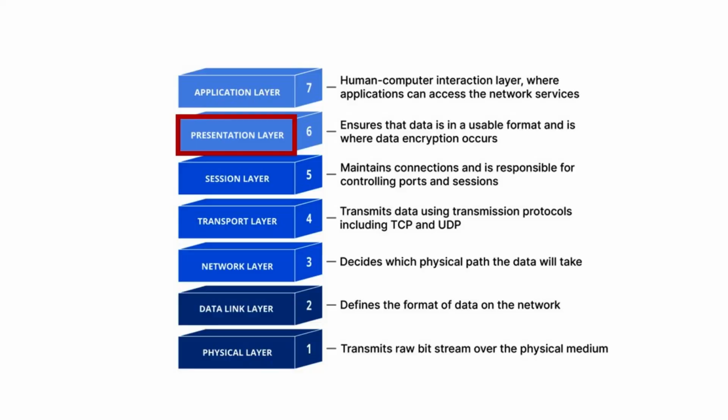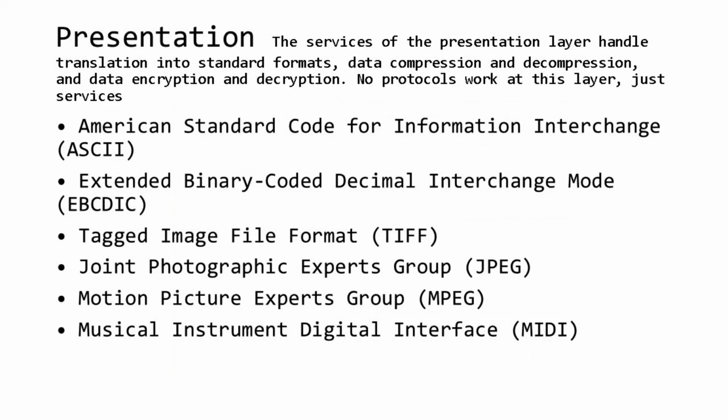Moving down from the application layer, we have the presentation layer. The services at the presentation layer handle translation into standard formats, data compression and decompression, and data encryption and decryption. No protocols work at this layer, just services. Examples of services at the presentation layer are American Standard Code for Information Interchange, or ASCII, or the Extended Binary Coded Decimal Interchange Code, or EBCDIC.